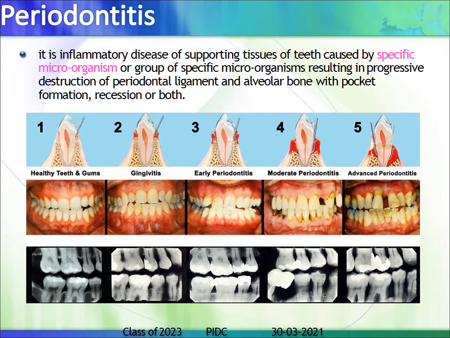So as I explained before, it is an inflammatory disease of supporting tissues of the teeth caused by specific microorganisms or groups of specific microorganisms, resulting in progressive destruction of the periodontal ligament and the alveolar bone with pocket formation, recession or both. So again, on this definition, you will be learning more about this in classes to come. So you will be familiar with what this definition is, and why they have defined it like this instead of just saying inflammation of the periodontium, why it is so long. So you will eventually come to know about it, right?